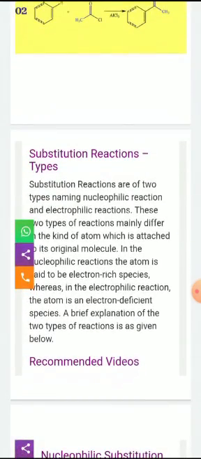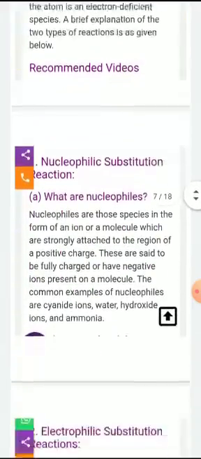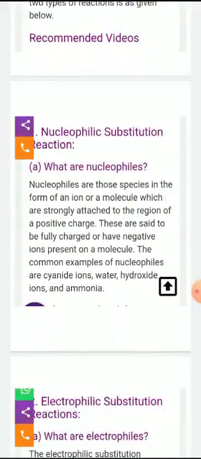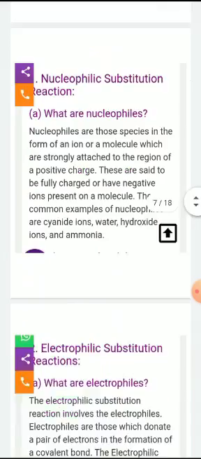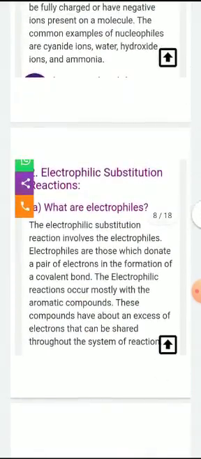Next, more types. There are two main types of substitution reactions: nucleophilic and electrophilic reactions. What is a nucleophile? Nucleophiles are those species which are negatively charged and have the capacity to donate a pair of electrons. On the other hand, electrophiles are those species which are positively charged or neutral and have the tendency to accept a pair of electrons. There are two types of nucleophilic substitution reactions: SN1 and SN2 reactions.